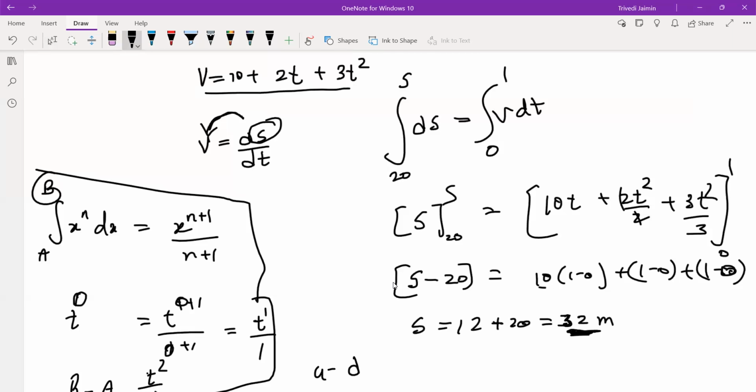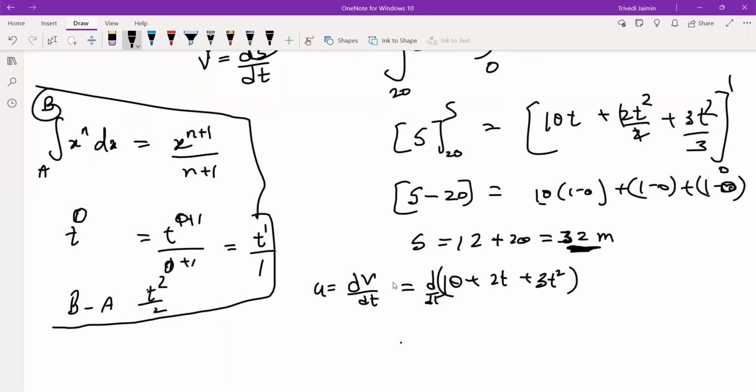So a equals dv by dt, which is 10 d by dt of 10 plus 2t plus 3t square, that is 0 plus 2 plus 6t, which is 6t plus 2. Yes, sir. Okay. So is this the answer, sir? Exactly. That's it. Acceleration and time equation.